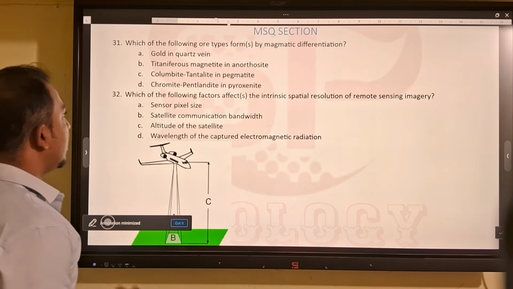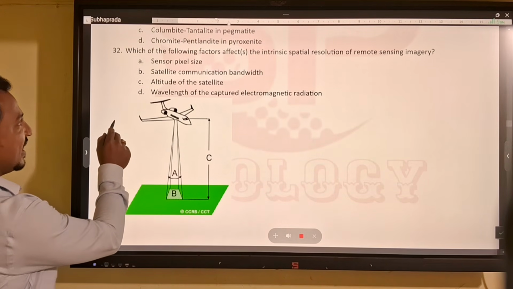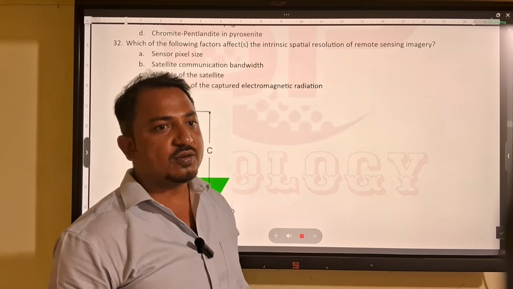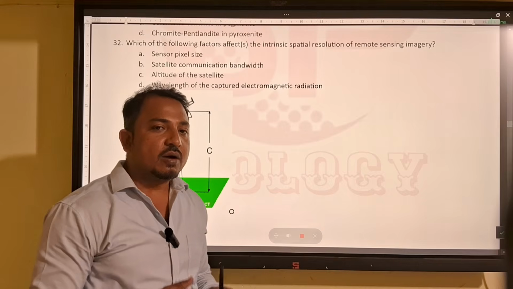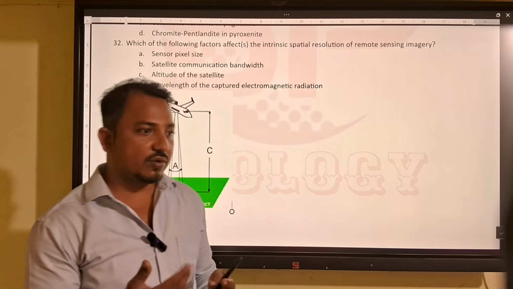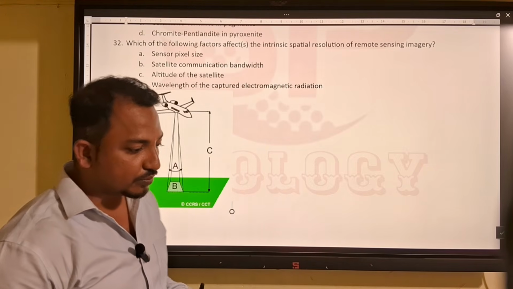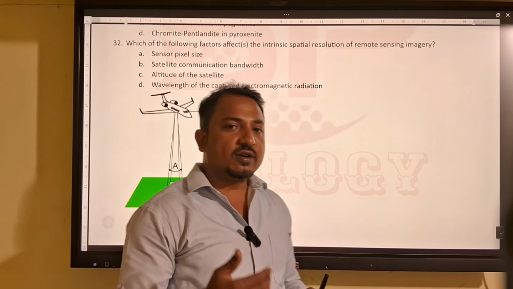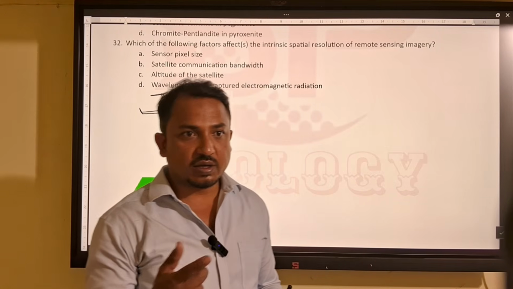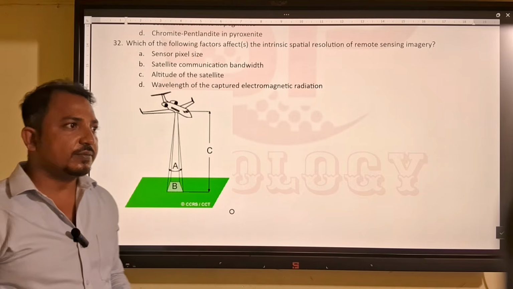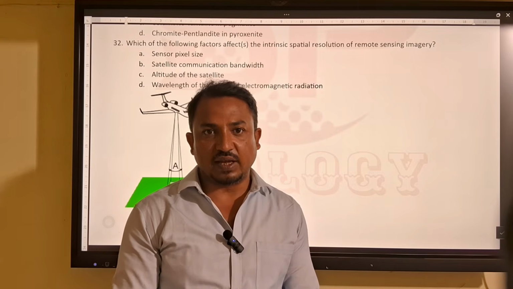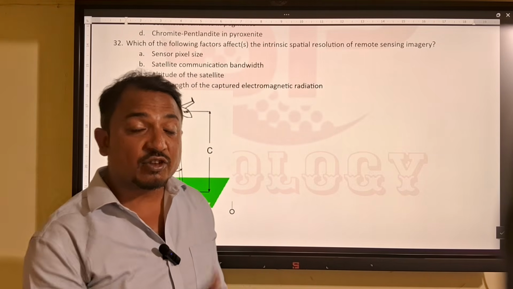Next comes another question: which of the following factors affects the intrinsic spatial resolution? What is spatial resolution? Spatial resolution means how much detail you can detect in an object. Suppose you are taking a picture. If you take the picture far from the object, then the detailing of the object will be missed, depending upon the camera. If you take the picture at a nearer range, then detailing will be there. That detail is determined by the spatial resolution.